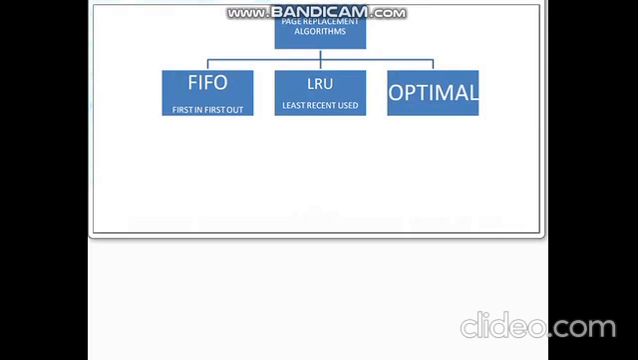There are three techniques used in page replacement: FIFO, then LRU, and then Optimal. So there are three page replacement algorithms. Why are we using these algorithms? Because by using them we can find fewer page faults. We will see them one by one by example.